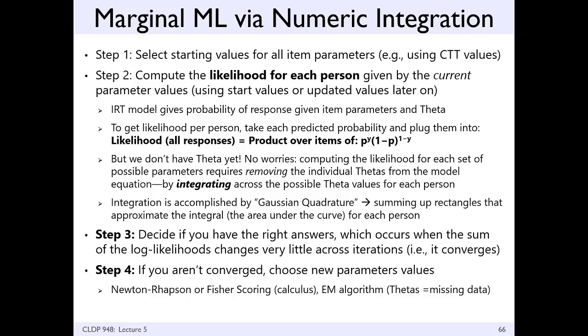So here is an overview of how this works. You get some sort of start values. You've got to start somewhere. So you might start with the classical test theory values. So you might take the sample's probability of a 1, that p-value, and work from there. Ding, exactly.